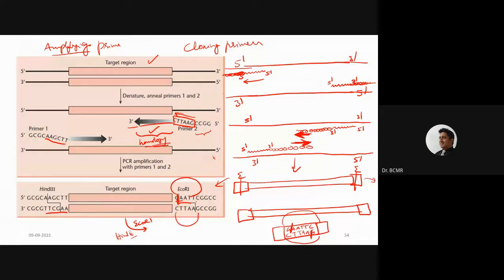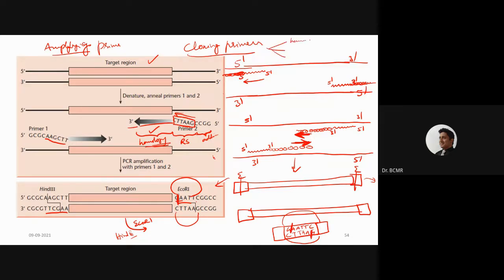Okay. Cloning primers require additional bases. This is the restriction site that we are going to add, and then you have these additional bases. In my lab, when I was working somewhere, we used to call it buffer sequence or something like that. Each lab may have their own names. Okay. Cloning primers have 3 regions.